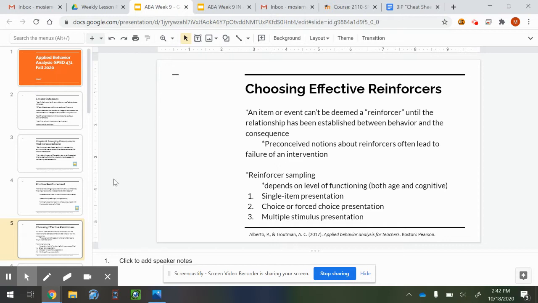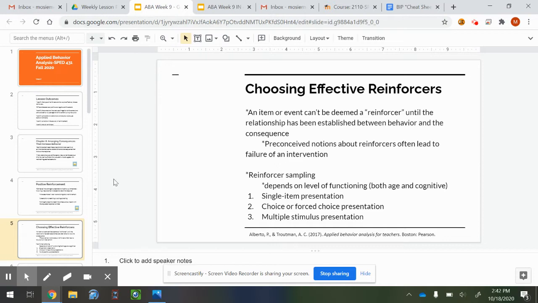We can do what's called reinforcer sampling to help us understand what motivates students. Anytime we can give students the opportunity to choose reinforcers themselves, that typically is the best way to be able to ensure that the items or the events that we're presenting with them as a reinforcer are going to be reinforcing. But that depends on the level of functioning of your student, both age and their cognitive ability.